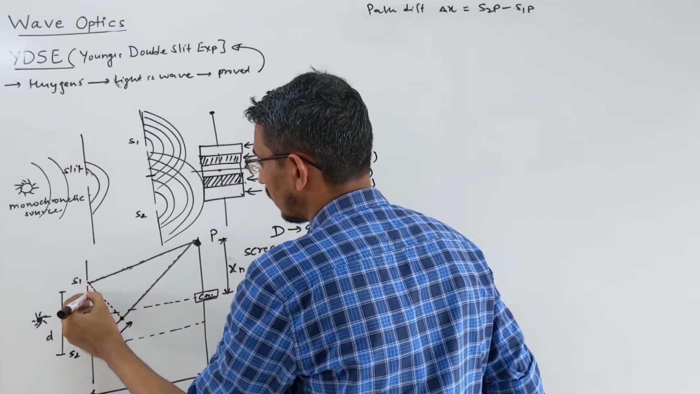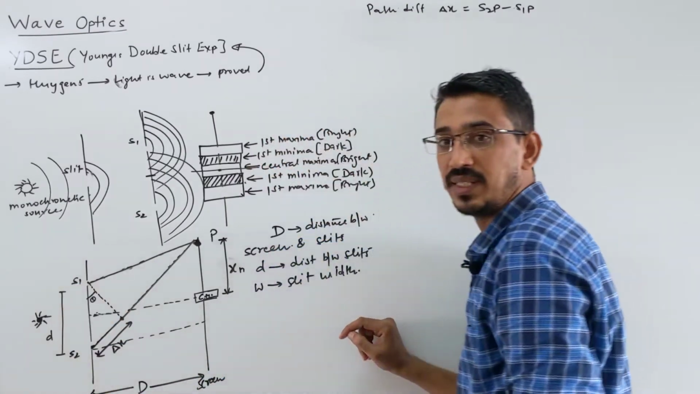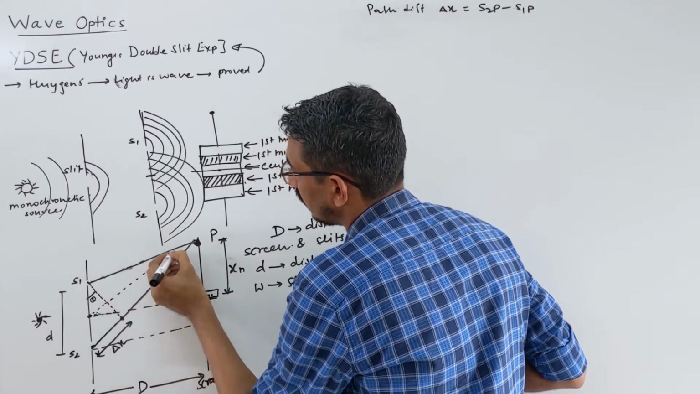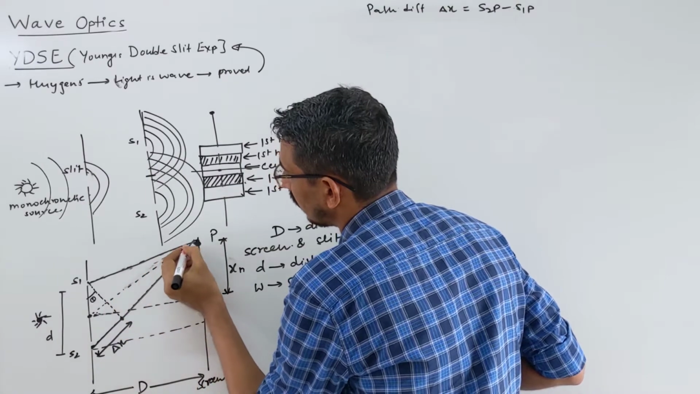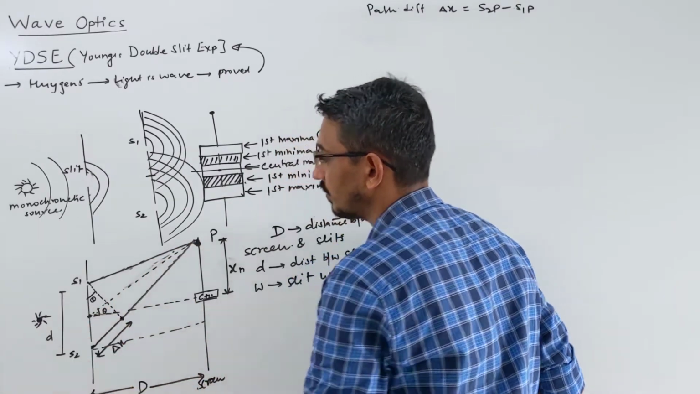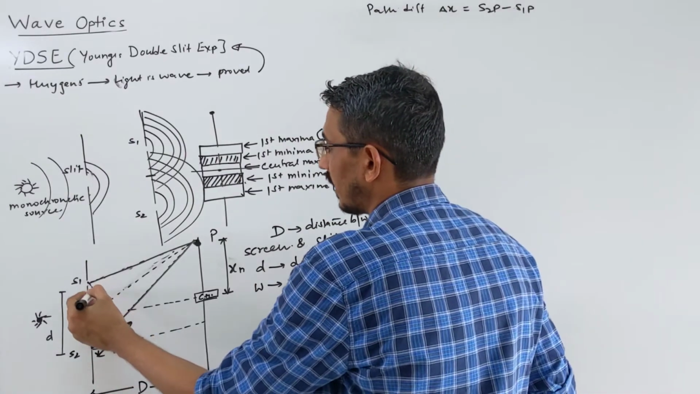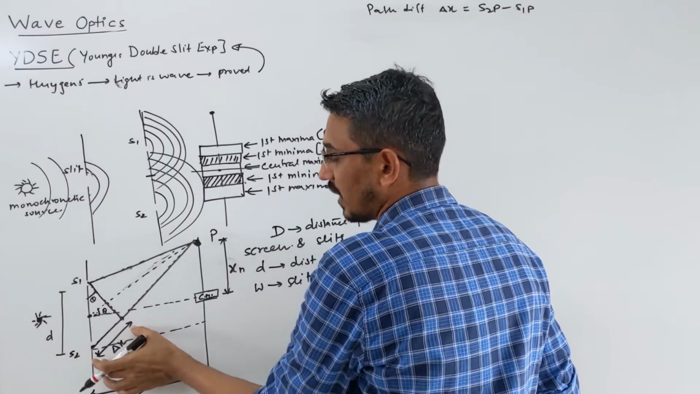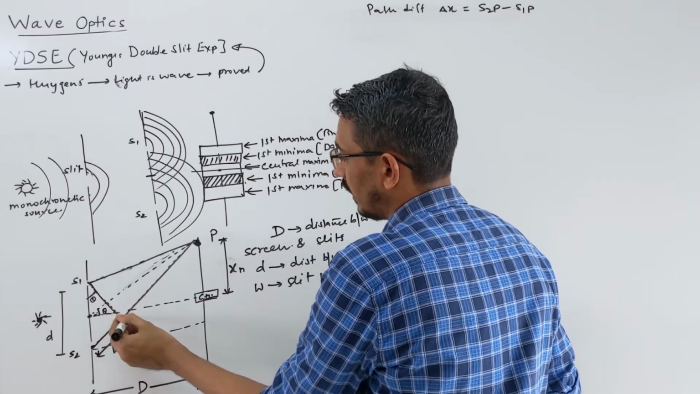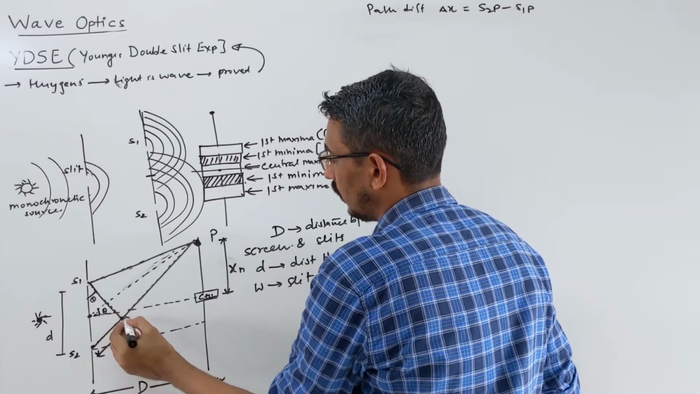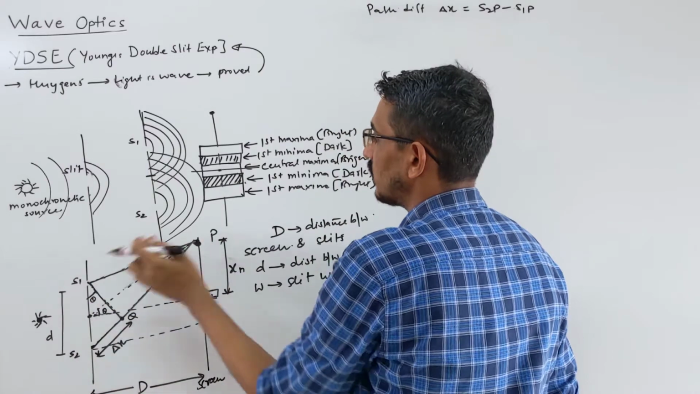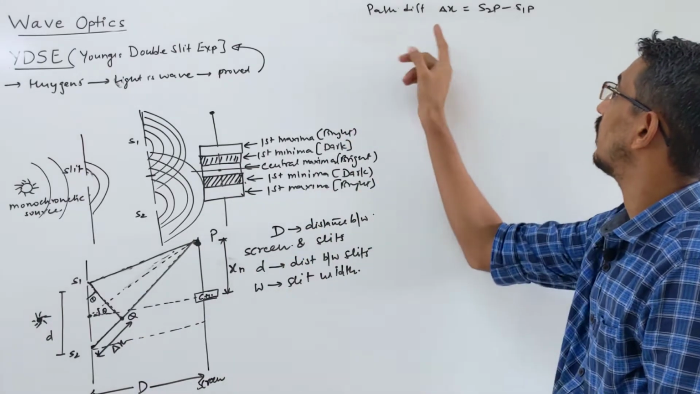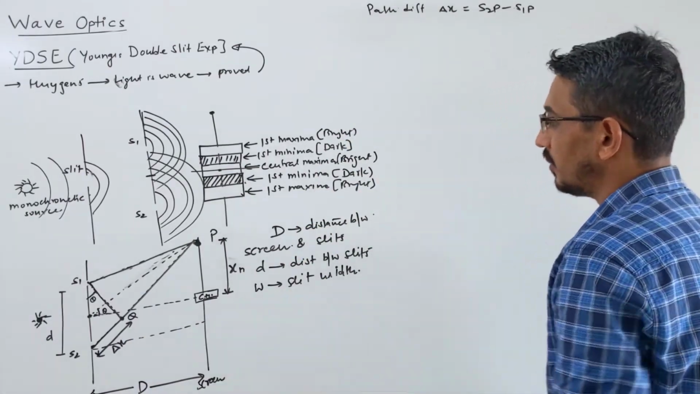Suppose this angle is theta. If I draw a line from the center like that, that angle is also theta. Can you see the geometry? I am drawing a perpendicular line to this wave. Let's call that point Q. This QP and S1P will be equal. This S2Q is the extra length, that we call the path difference.